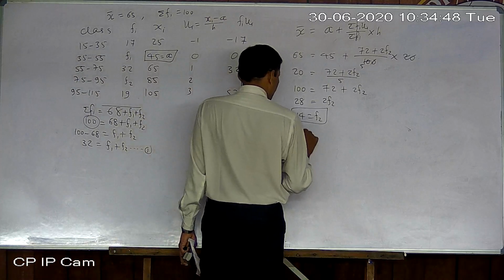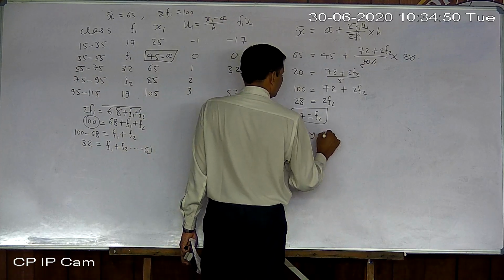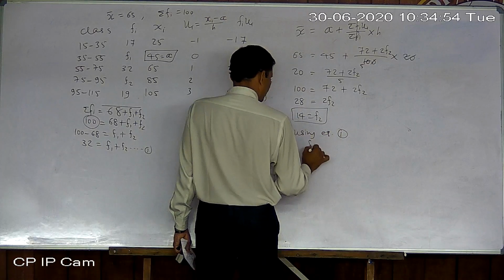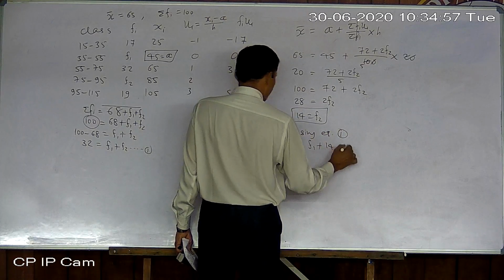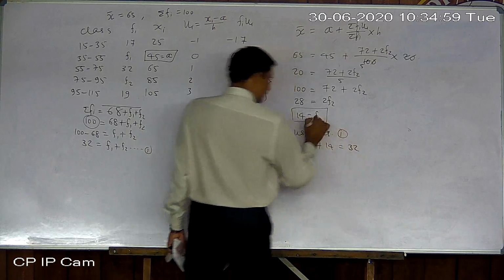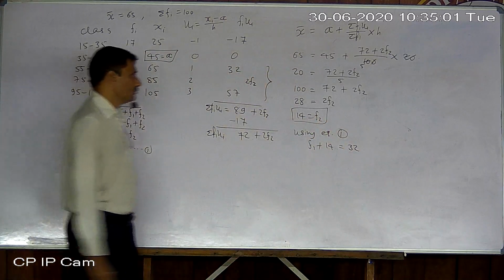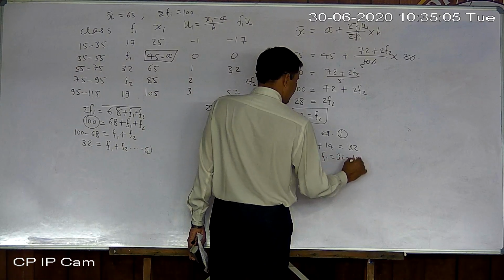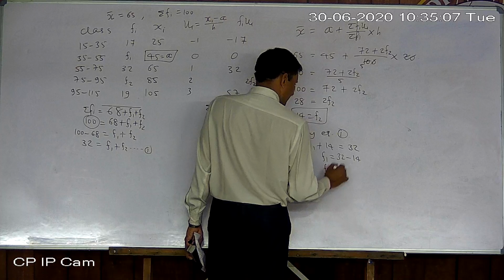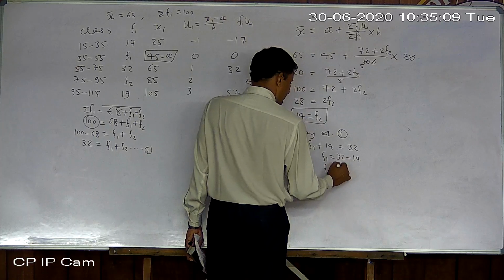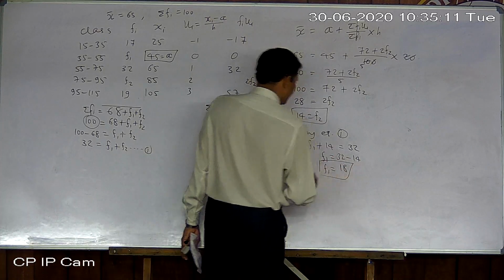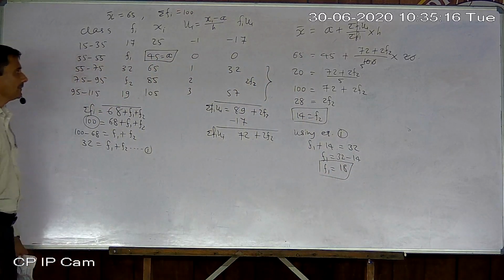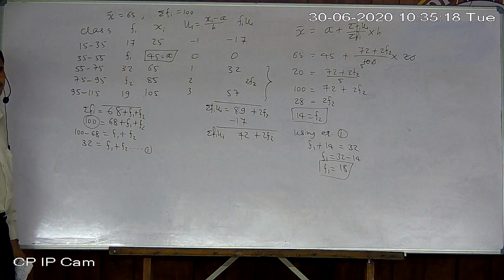So now using equation 1, f1 plus f2 is 32. Instead of f2, I am writing the value of f2. So now f1 becomes 32 minus 14, so f1 becomes 18. So these are our answers. f1 is 18, f2 is 14.